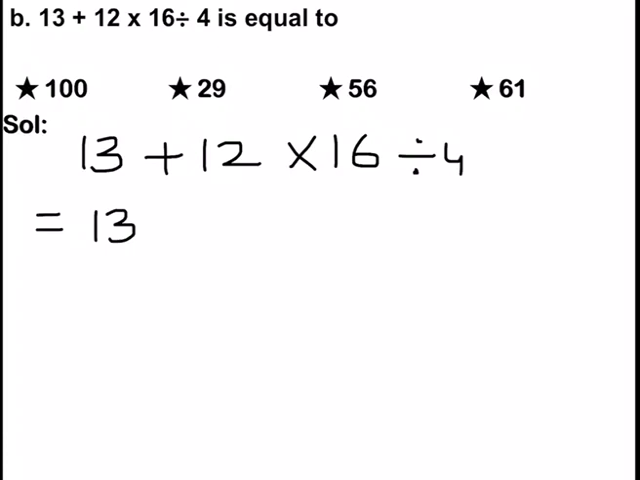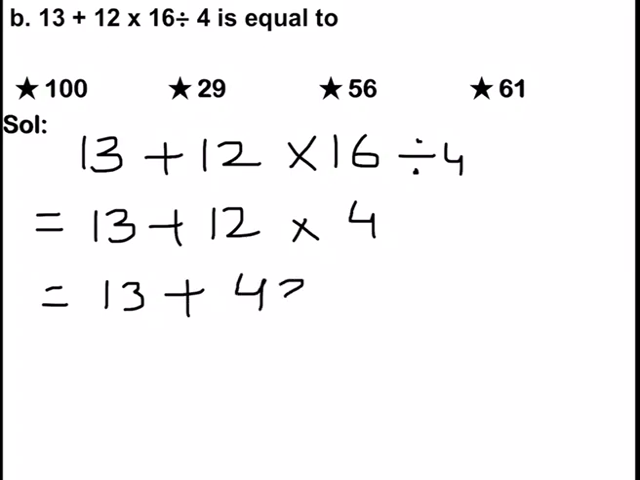First we will solve division, that is 16 divided by 4. 4 1s are 4, 4 2s are 8, 4 3s are 12, 4 4s are 16. Now we have two operations, addition and multiplication. First we will solve multiplication: 12 multiplied by 4. 12 1s are 12, 12 2s are 24, 12 3s are 36, 12 4s are 48. And the last operation is addition.